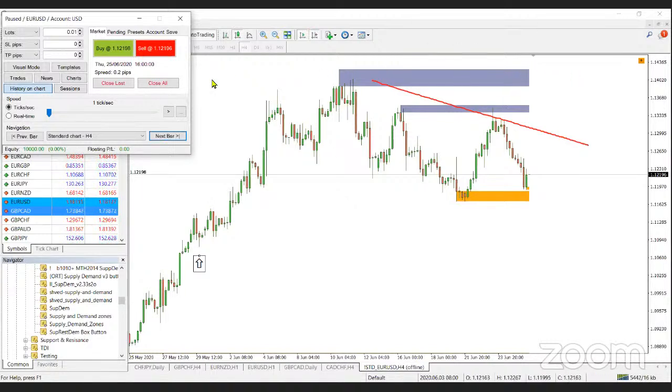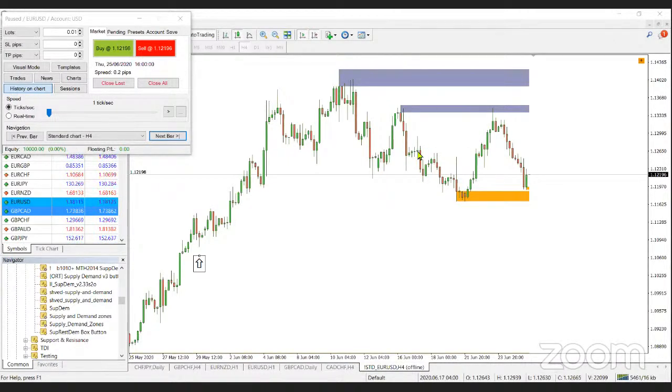So what are your thoughts? How many of you use supply and demand? How many of you use support and resistance? To me, I prefer support and resistance because, frankly speaking, it's just much more versatile.